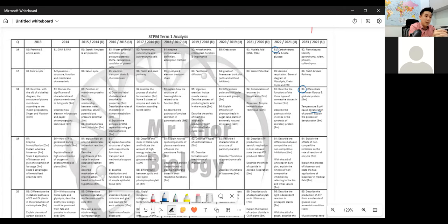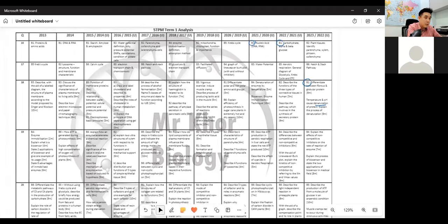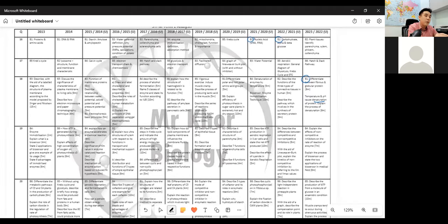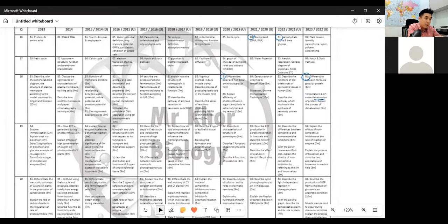As for 2021, they ask about nucleic acid. 2020, guys, oh God, differentiate polar and non-polar. And then 2019, this one got a bit: breakdown, formation of maltose.